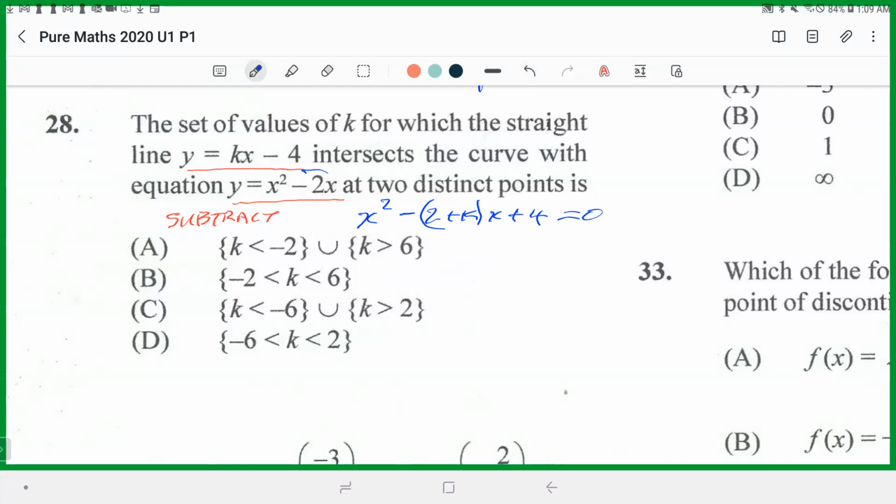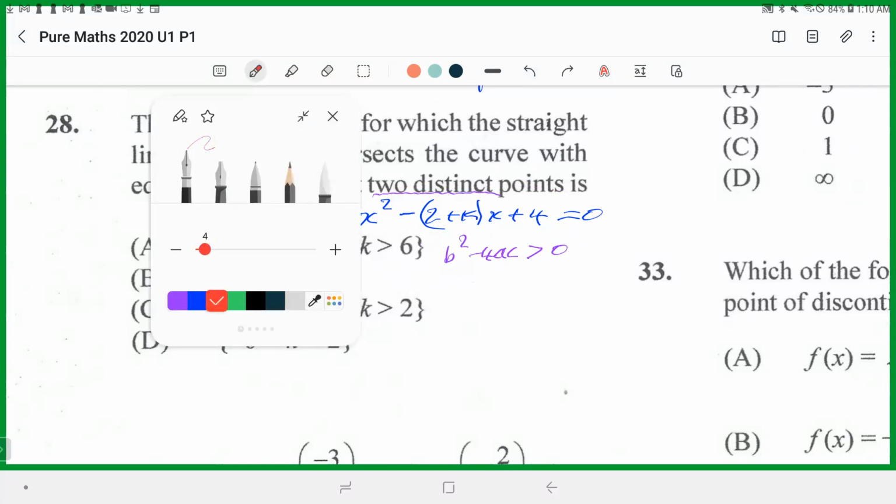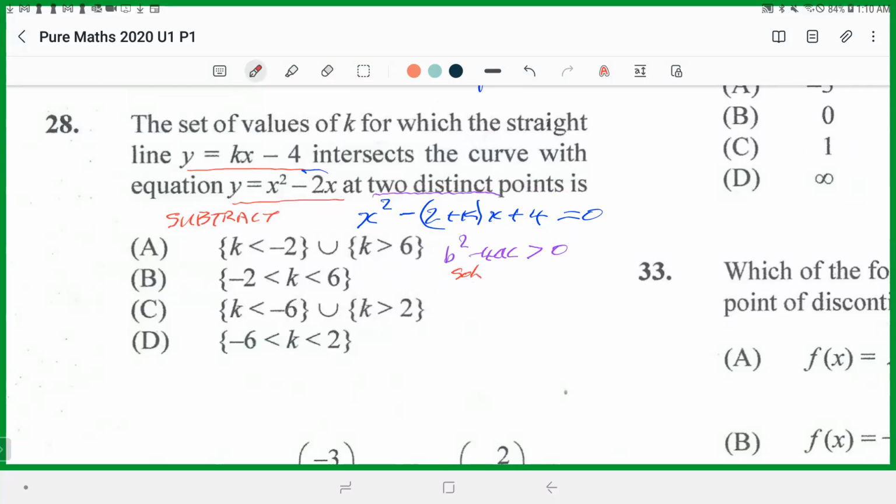Because we have two distinct roots, two distinct points, the b squared minus 4ac of this equation that we're going to put must be greater than 0. And this is what we're trying to solve.